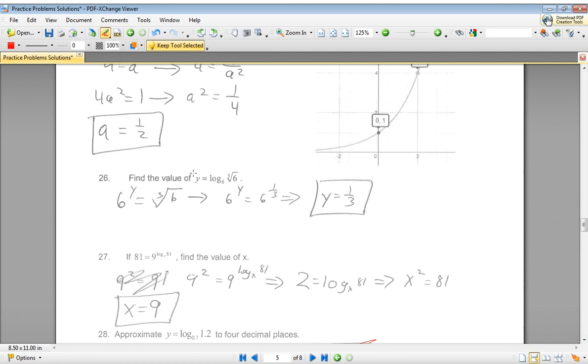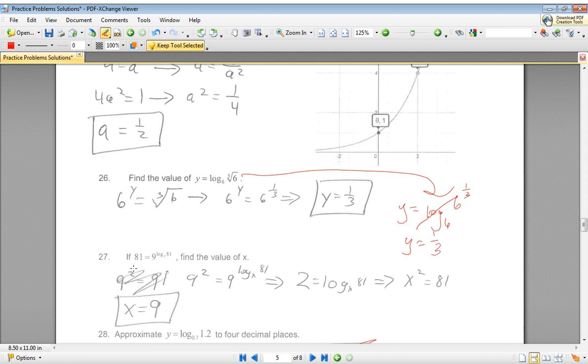Find the value of y equals log base 6 of 6 to the 1/3. Well, there's a couple different ways you could do this. You could raise both sides to the 6th power. You could also say, I would have said, y equals log base 6 of 6 to the 1/3, because that's what radical, the third root, is. And then these would cancel, and y would just equal 1/3.